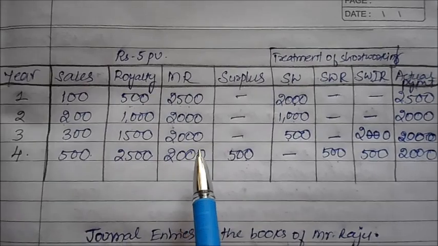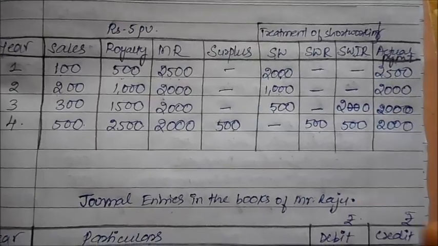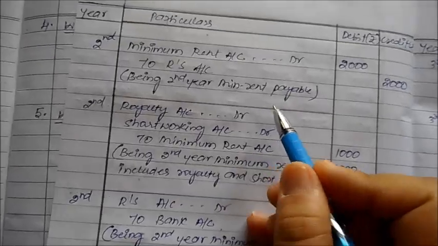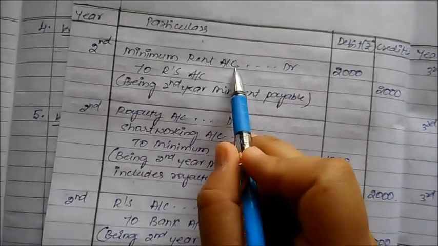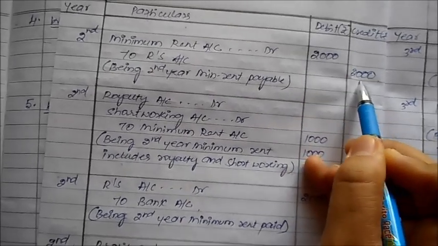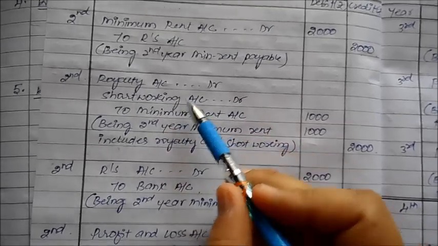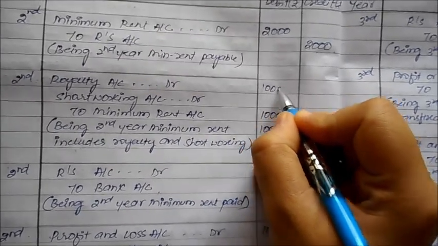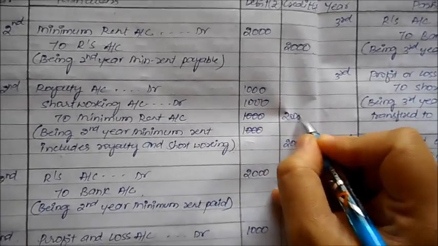Now using the same table of analysis, let us again start doing the second journal entry. The concept is going to be similar to the first one. So firstly, what do we do for the second journal entry? Because the question says that the minimum rent is more than the royalty, what journal entry do we use? It's minimum rent account debit to lessor's account, 2000. Next, because minimum rent includes royalty and short working, we will write royalty account debit, short working account debit to minimum rent. Sorry, it is here. Just make this change.